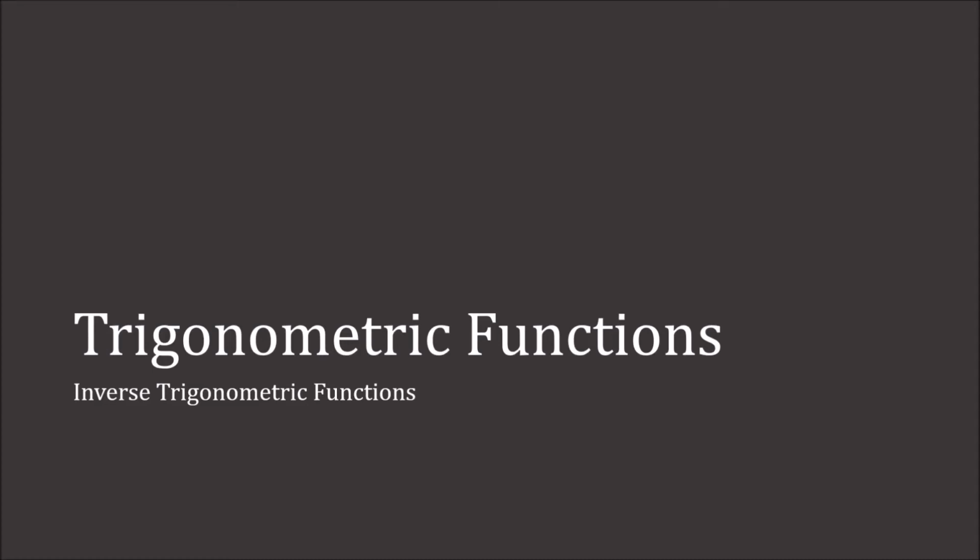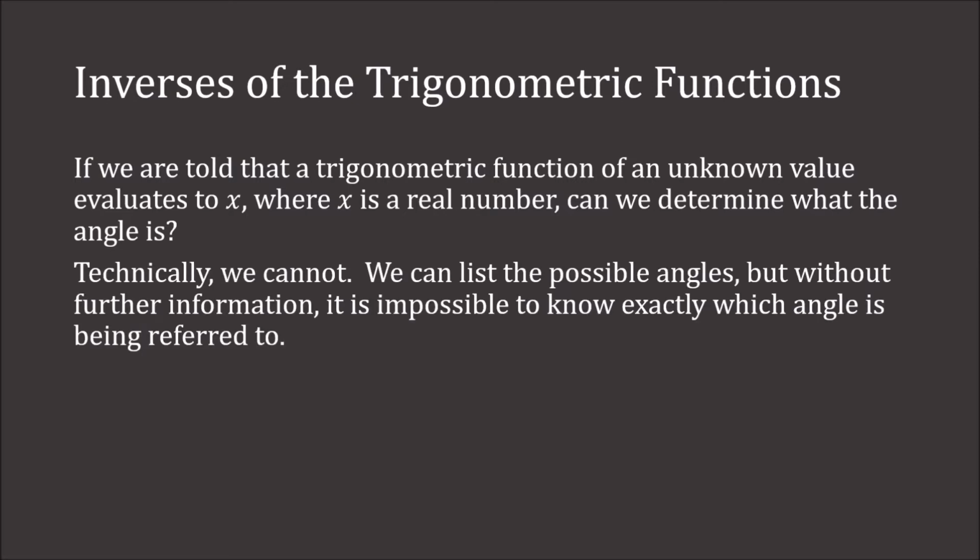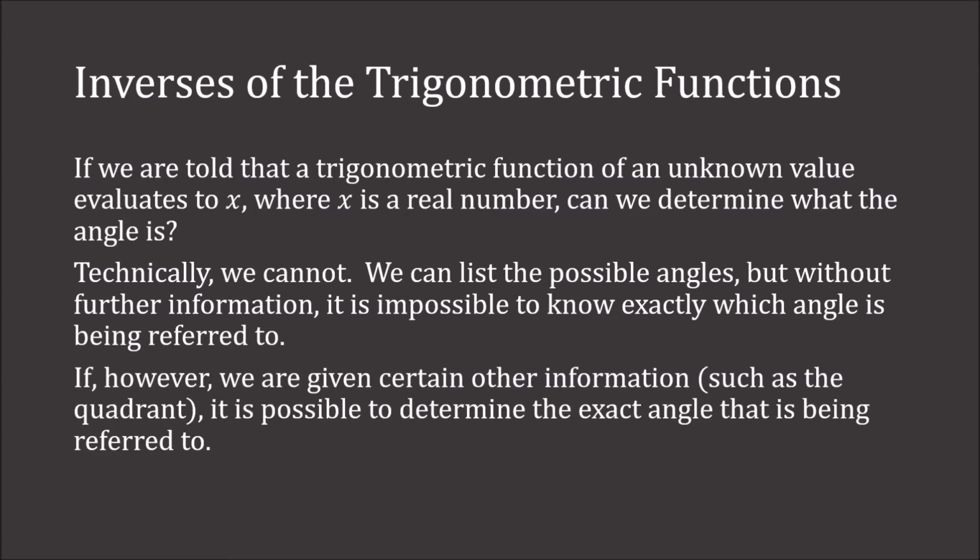And now we study the inverse trigonometric functions. Now, if we are told that a trigonometric function of an unknown value evaluates to 2x, where x is some number, can we determine what the angle is? Technically, we cannot. We can list possible angles, but without knowing further information, it is impossible to know exactly which angle is being referred to. If, however, we are given certain other information, such as the quadrant that the angle is located in, then it is possible to determine the exact angle that is being referred to.